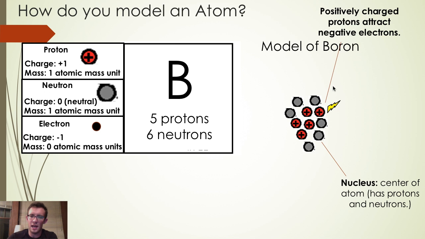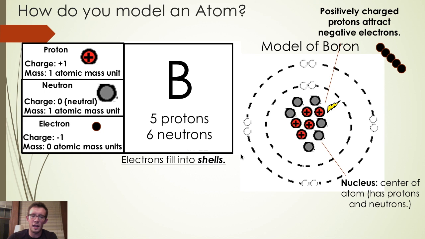Then, because this atom has 5 positively charged protons, it will attract 5 negatively charged electrons. The opposite charges attract. And those electrons will fill into shells around the atom.